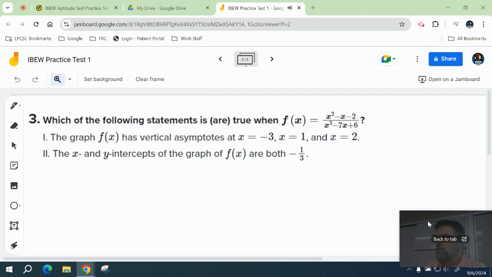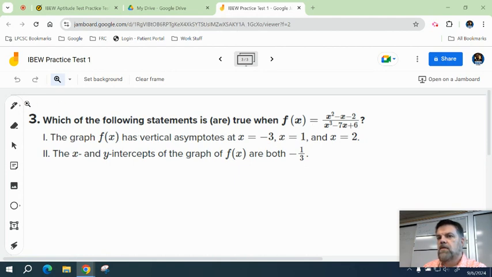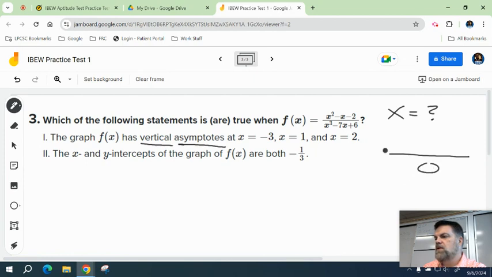All right, so for this one, it's asking you about the vertical asymptotes. So vertical asymptotes occur when certain values of x, whatever those are, create a situation where you have 0 in the denominator.